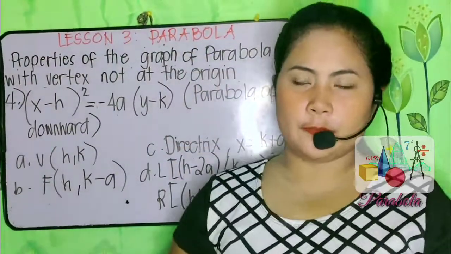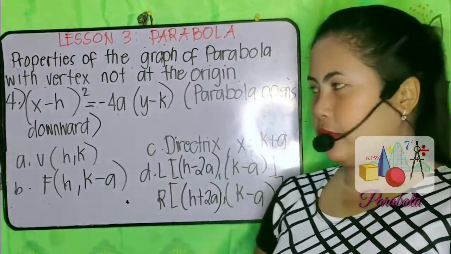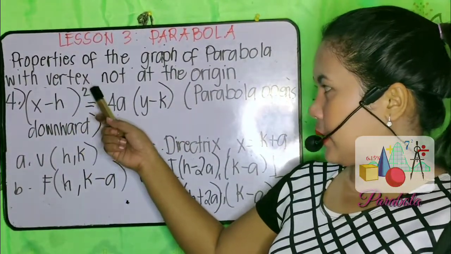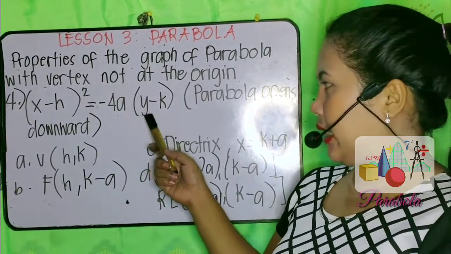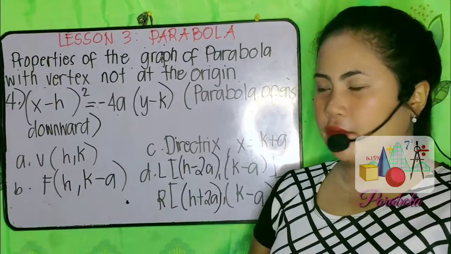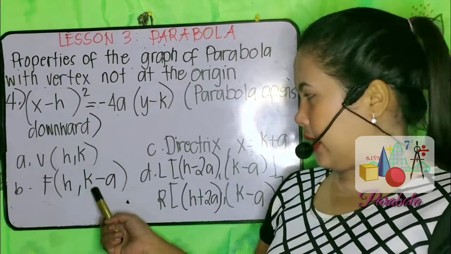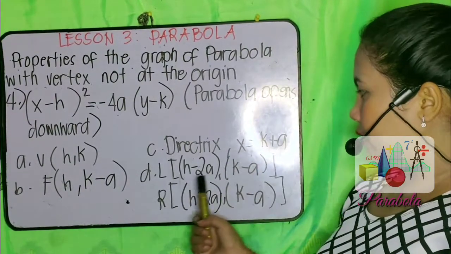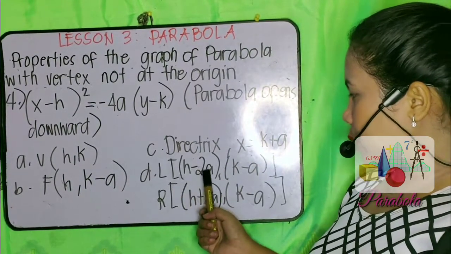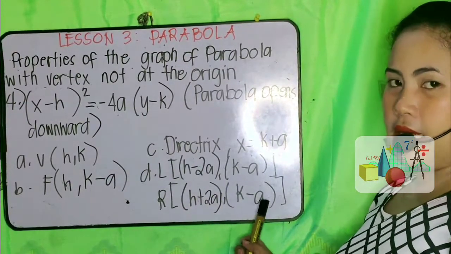Okay, so for our fourth properties, if the parabola opens downward, our equation or formula will be (x minus h) squared equals negative 4a times the quantity (y minus k). Then for the vertex, we have (h, k). For the focus, we have (h, k minus a). For the directrix, we have y equals k plus a. Then for the latus rectum, we have (h minus 2a, k minus a), then (h plus 2a, k minus a).